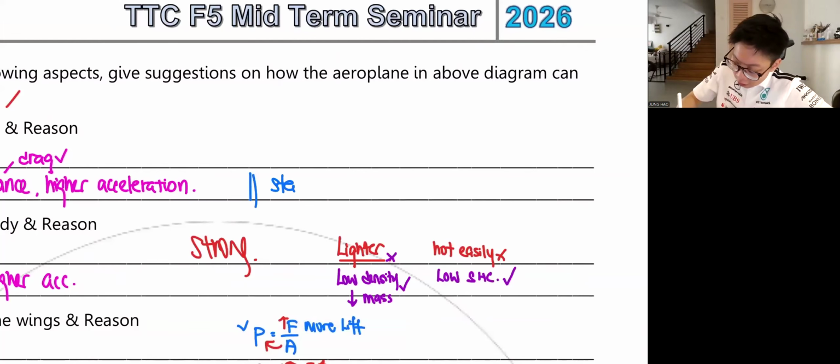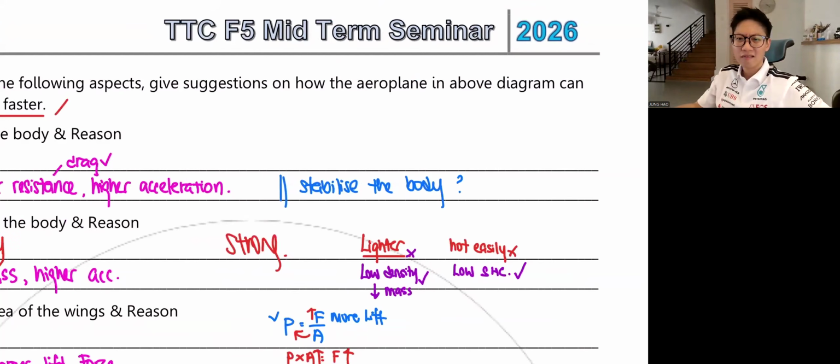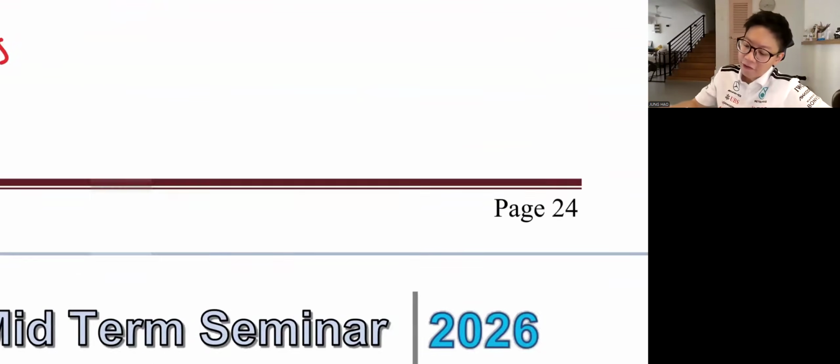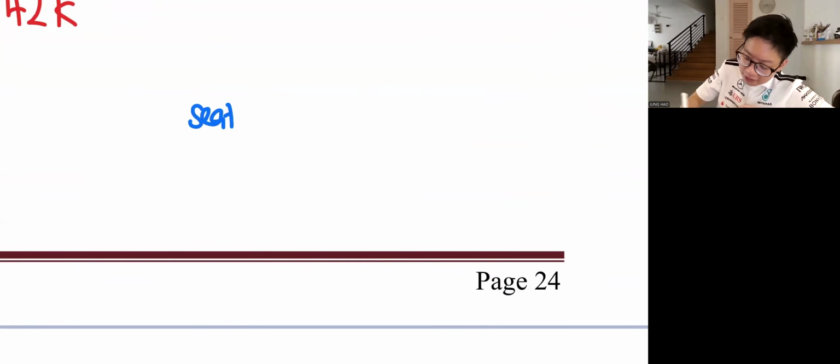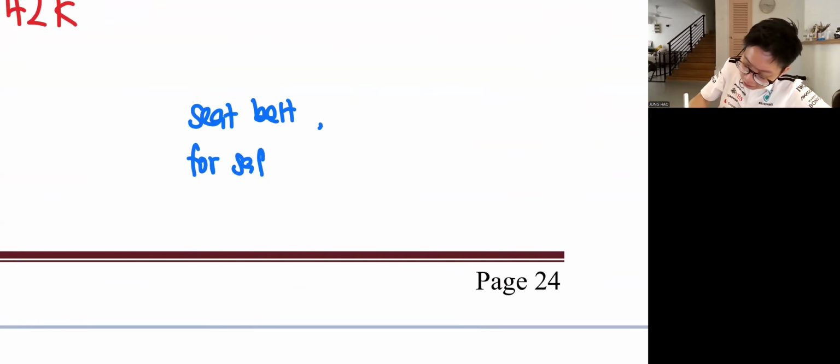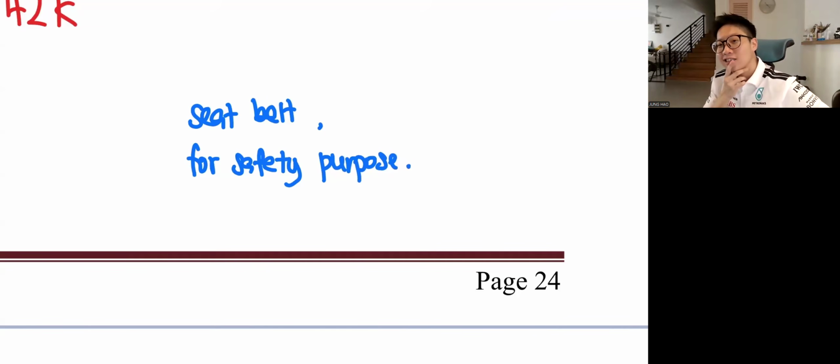Okay, Piru, you wrote, to stabilize the body. How can aerodynamic stabilize the body? How? What do you mean by that? So the answer is not specific enough. Brandon, your answering technique currently is like, for example, if I ask you, why must a car wear a seat belt? Then your explanation is for safety purposes. Will you give me this answer? Will you give me the mark, Brandon?